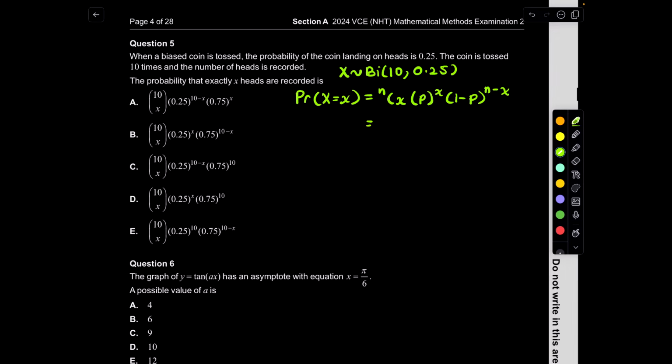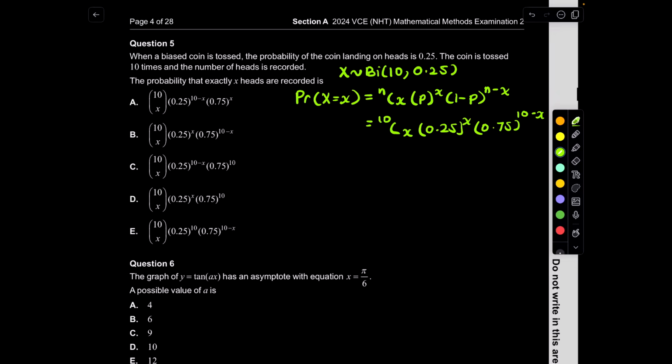So in this case, our N is 10. So it's going to be 10 choose X times the probability of success, which is 0.25, to the power of X, times your probability of failure, which is 0.75, to the power of N minus X. Well, we know N is 10, so 10 minus X. So it will look like this.